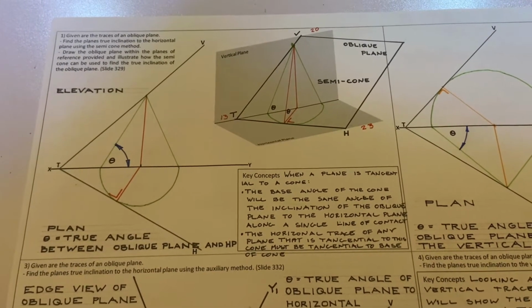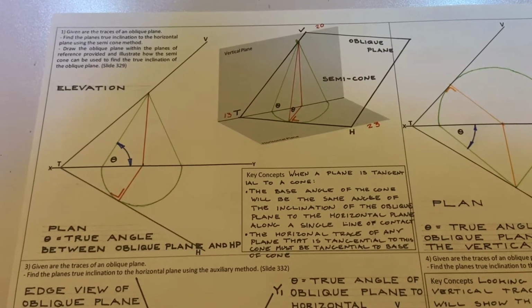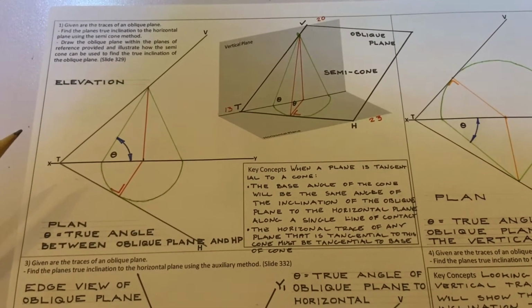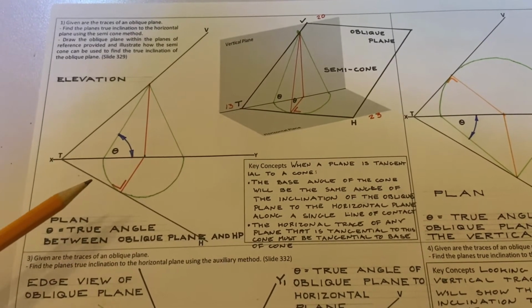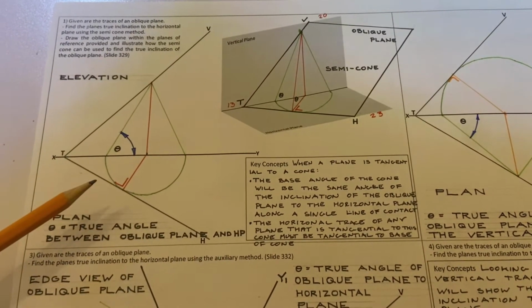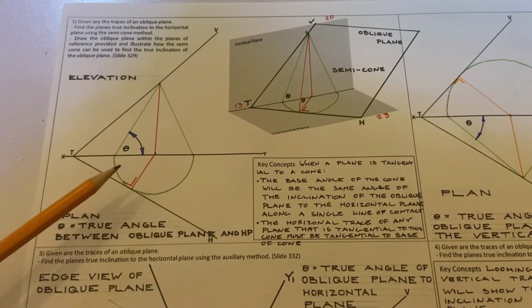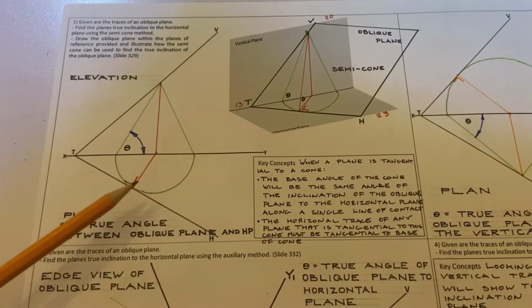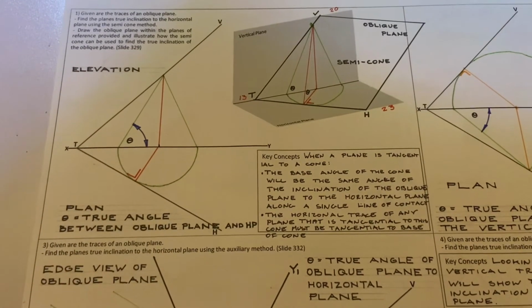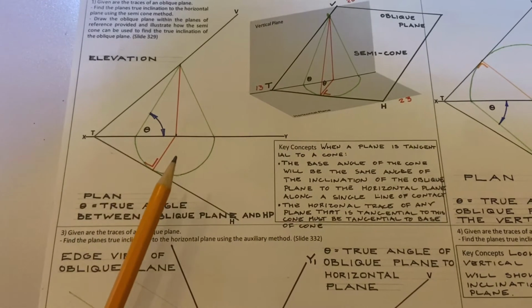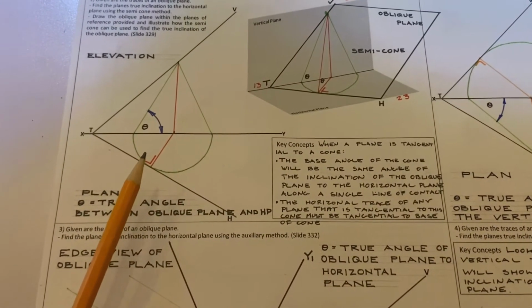Working off page 104 tonight, lads. What we're trying to do here is find the true angle the oblique plane makes to the horizontal plane. The method we're going to use is the cone method. By using a cone, what we're doing is placing a semi-cone underneath the oblique plane.